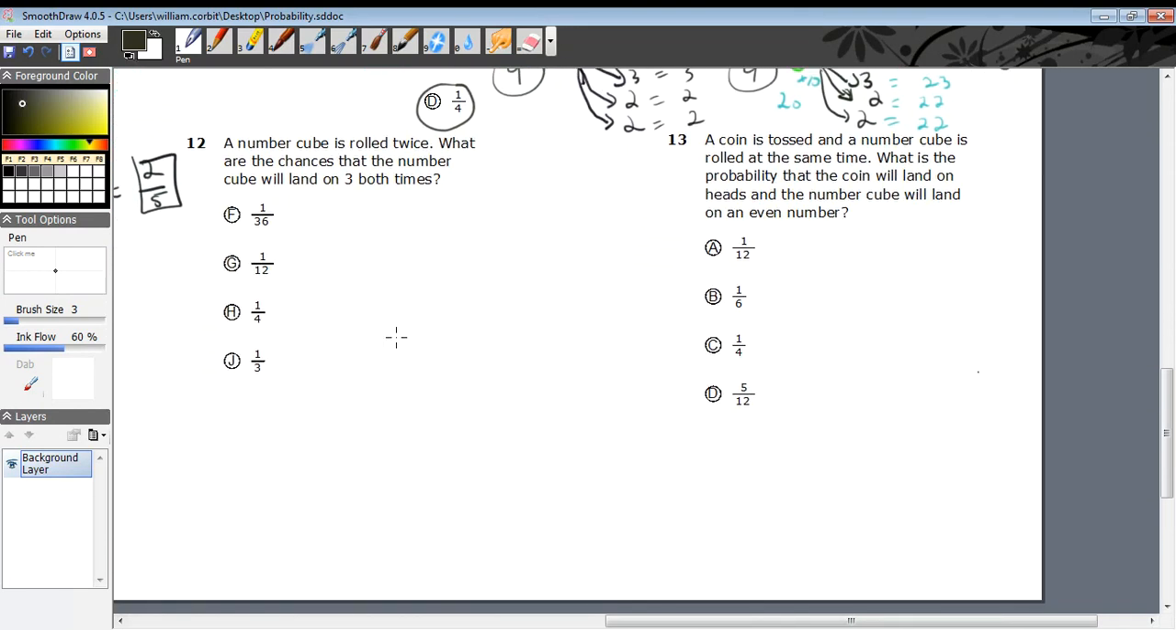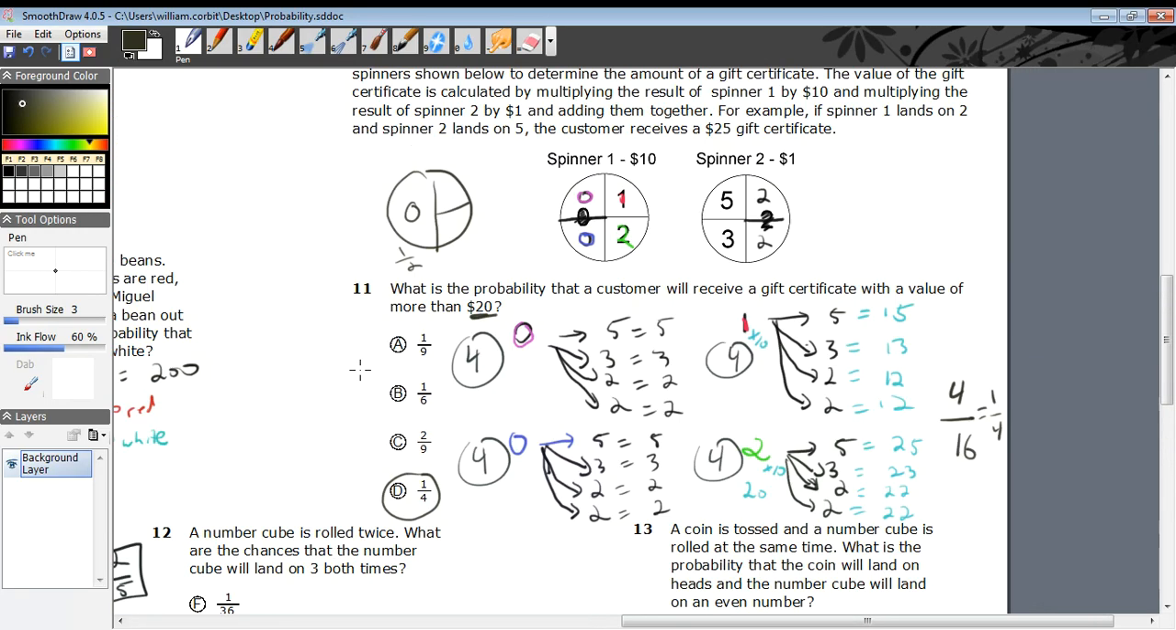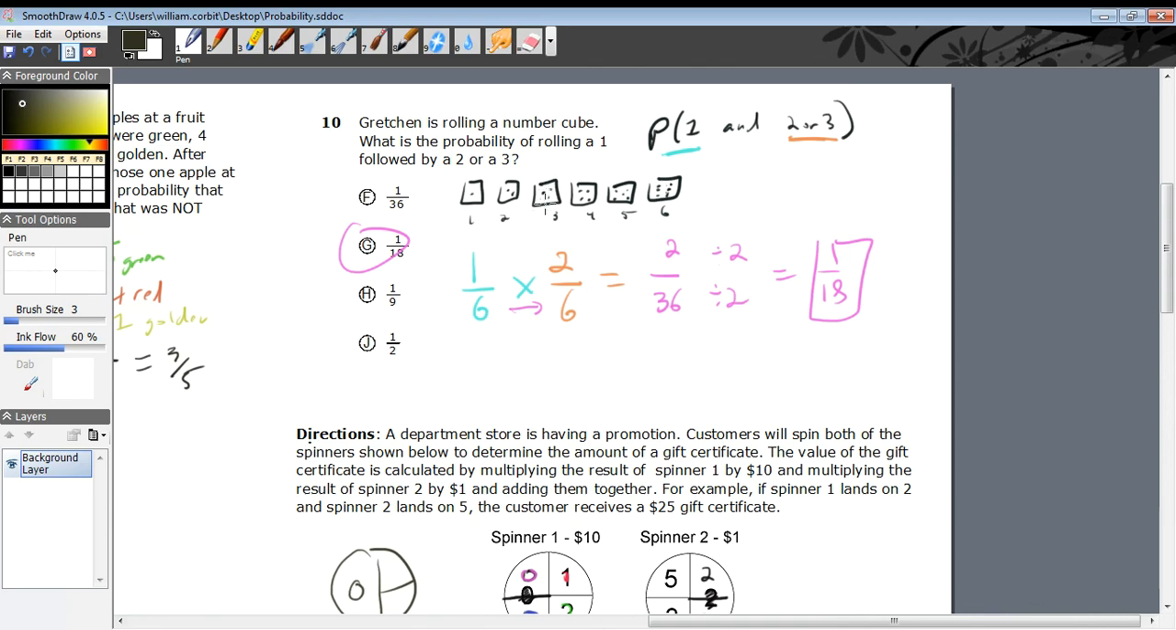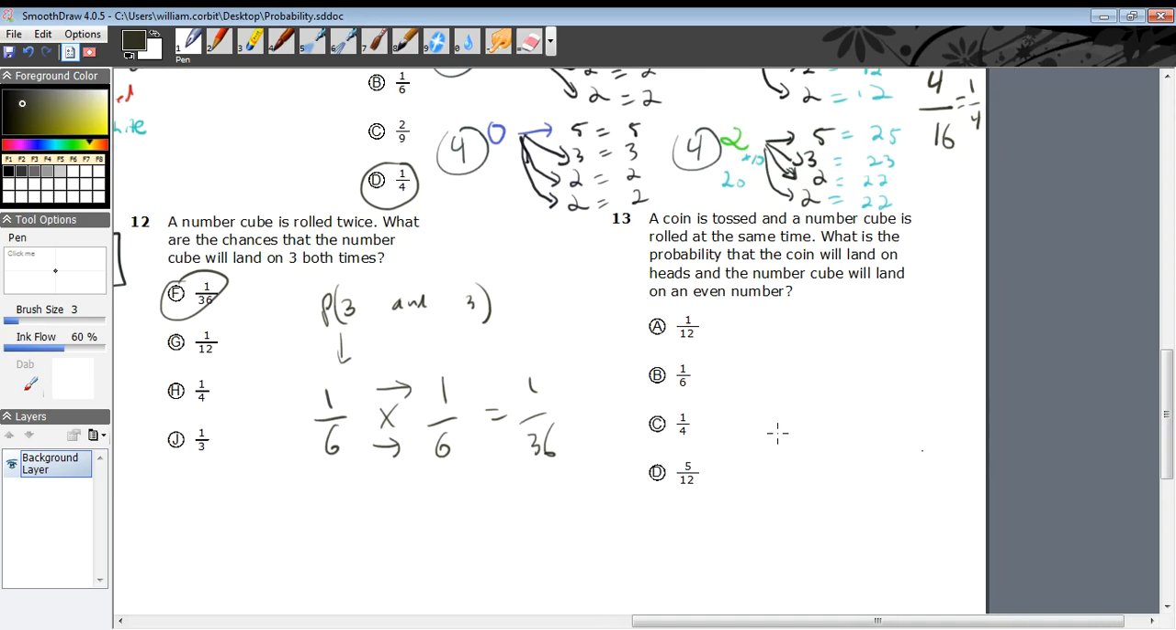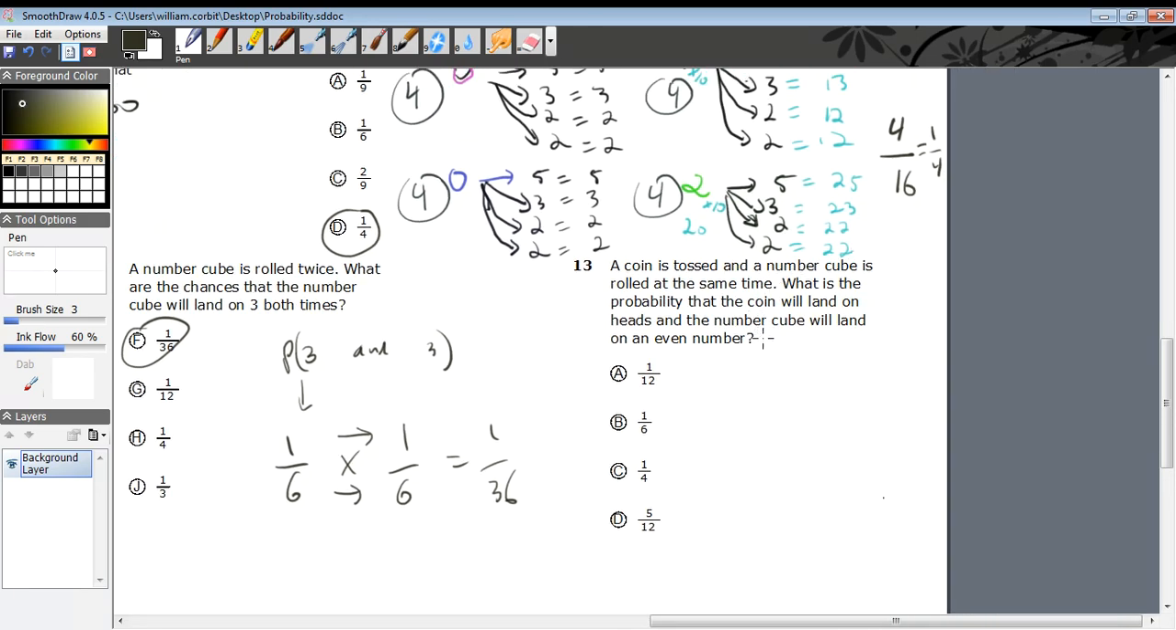Okay, 2 more. A number cube is rolled twice. What are the chances that the number cube will land on 3 both times? Okay, well, we'll look up here. So we want this both times. So we want the probability of 3 and another 3. So here it's 1/6 probability. There's only 1 3 out of 6. And same thing, 1/6. Multiply straight across, which will give you 1 out of 36. Answer's F.